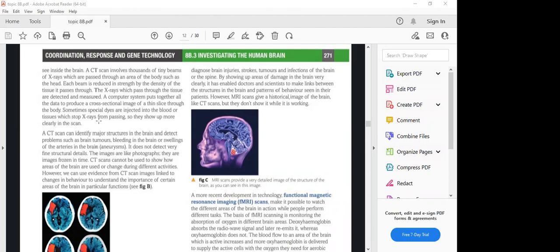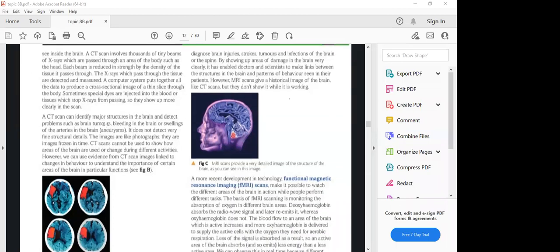Yeah, yeah. So a CT scan can identify a major structure in the brain and detect problems such as tumors, bleeding in the brain, or swelling of the arteries in the brain. All right, it does not detect very fine structural detail. The images are like a photograph. They are images frozen at a time. A CT scan cannot be used to show how the areas of the brain are used or change during different activities. However, we can use evidence from the CT scan images linked to the change in behavior to understand the importance of a certain area of the brain.